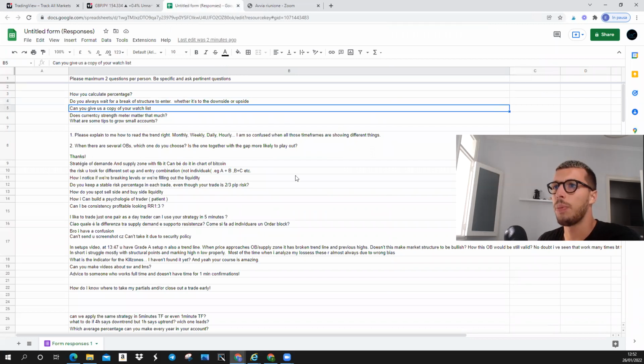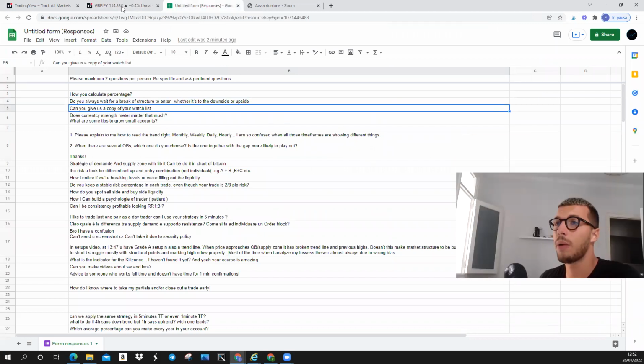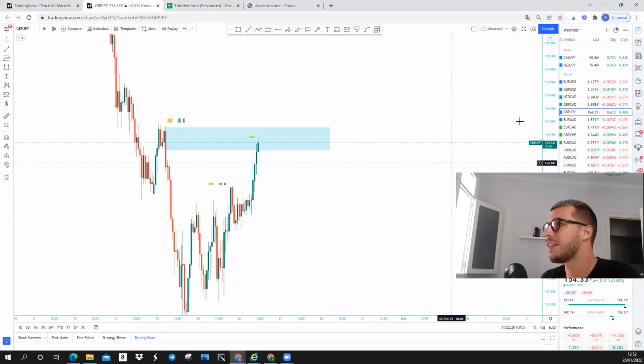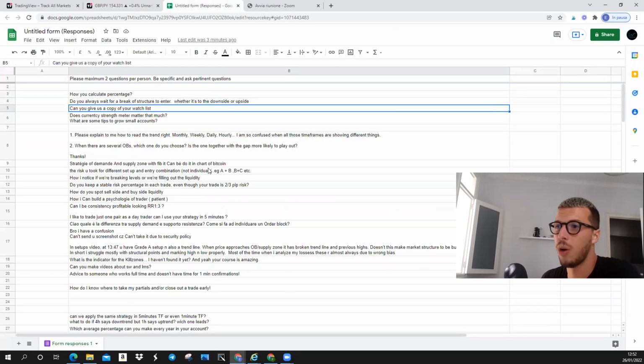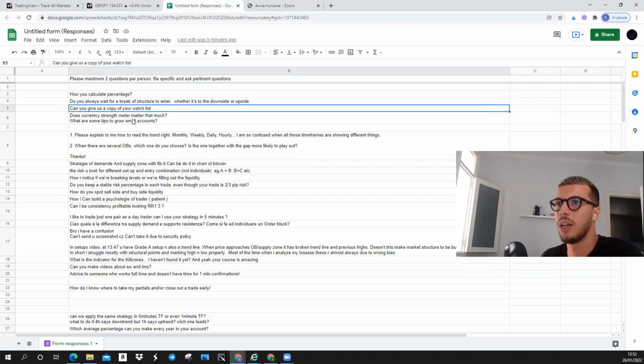Can you give us a copy of your watch list? My watch list changes every week. These are the pairs that work best with my strategy, from CAD/JPY to AUD/USD right here. But of course, it works also on all other pairs. These are just the ones that I prefer. Now, my watch list really just changes depending on what opportunities there are for that particular week. And I prepare on weekend, of course.